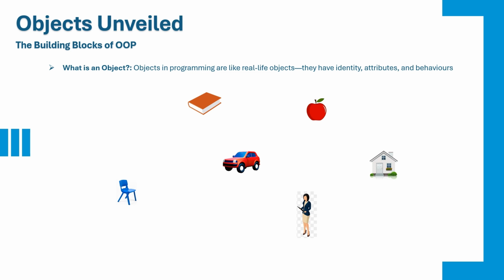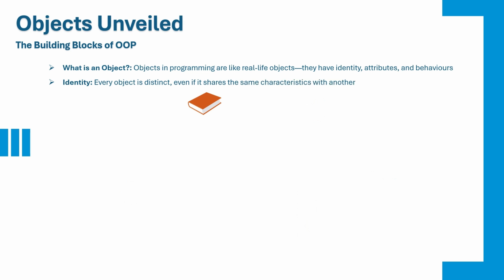First, let's talk about identity. Every object is unique with its own identity. For example, if you have two copies of the same book, they're still two separate books or two distinct objects. In programming, each object is distinct, even if it shares the same characteristics with another.